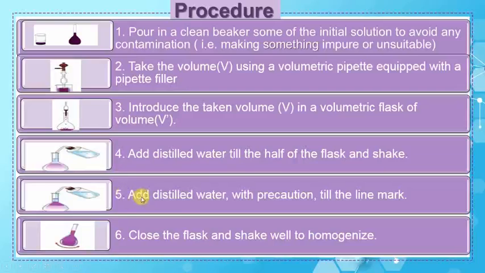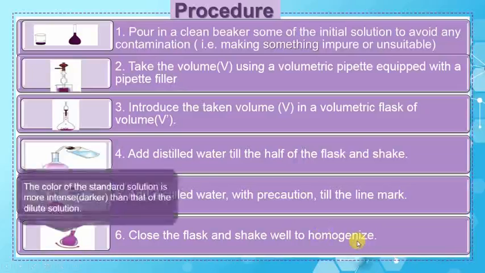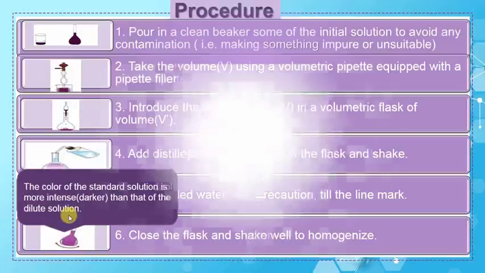Step number 5, add distilled water with precaution till the line mark. This is the line mark. Step number 6, close the flask and shake well to homogenize. Don't forget that the color of the standard solution is more intense, darker than that of the dilute solution.